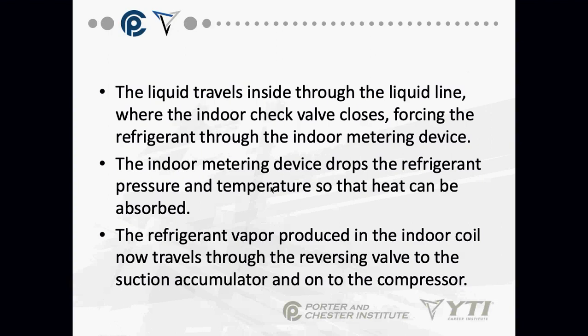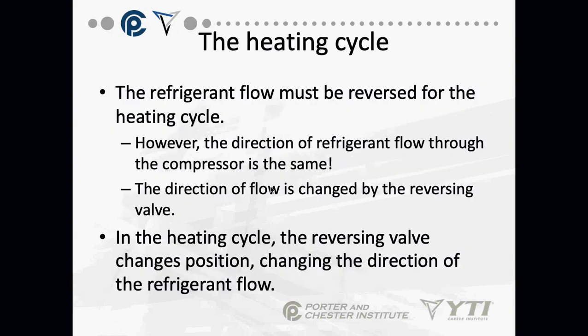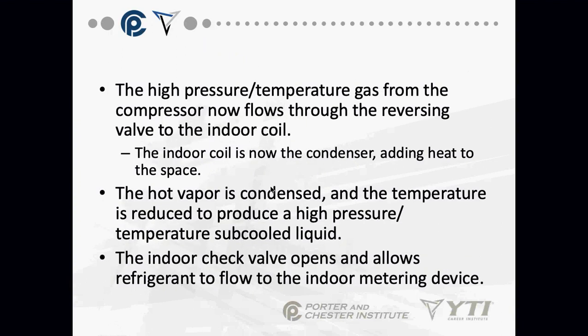The refrigerant vapor produced in the indoor coil now travels through the reversing valve to the suction accumulator and on to the compressor. For the heating cycle, the refrigerant flow must be reversed. However, the direction of the refrigerant flow through the compressor, as I've said 2 or 3 times, remains the same. The direction of the flow is reversed by the reversing valve. In the heating cycle, the reversing valve changes position, changing the direction of refrigerant flow.